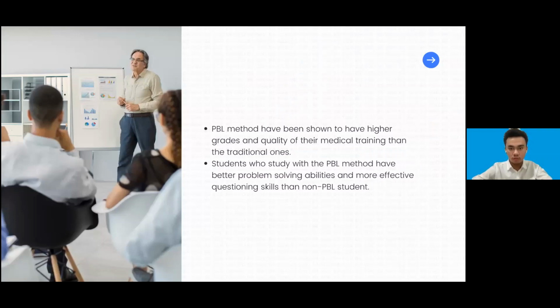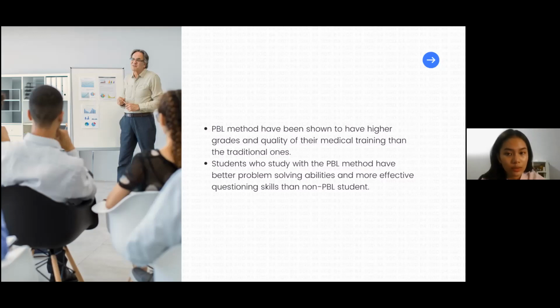PBL methods have been shown to result in higher grades and quality of medical training than the traditional ones. This is caused by PBL students understanding more of what they learn and do, not just memorizing the knowledge like non-PBL or LBL students do. The students who study with the PBL method were the first group to learn communication skills in their learning process, whereas many students who study with the non-PBL method learn it on the job or elsewhere.